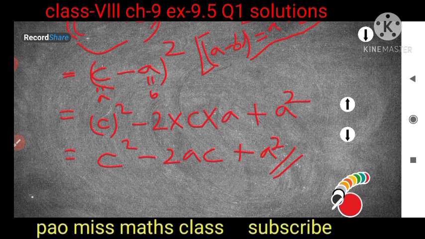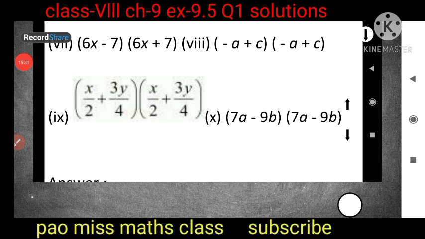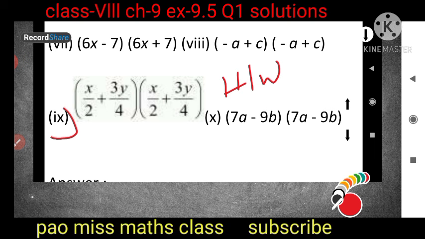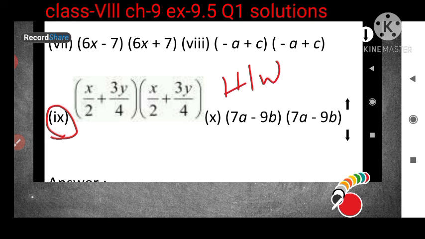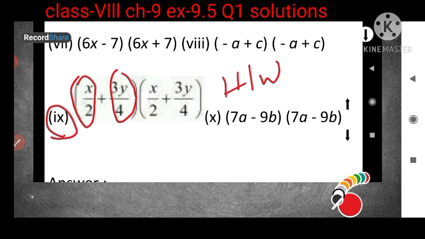Now come to the next question, question number 9. Question number 10 I will give as homework. Now I will solve question number 9. So x upon 2 plus 3y upon 4, then again x upon 2 plus 3y upon 4. The terms are in fraction, but we will use the same formula. We will use the same process to solve this question.